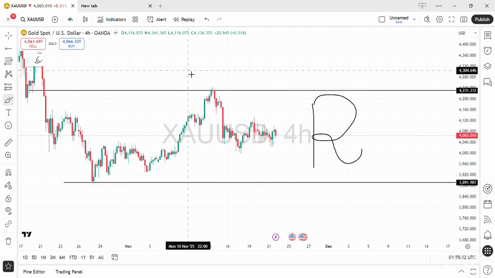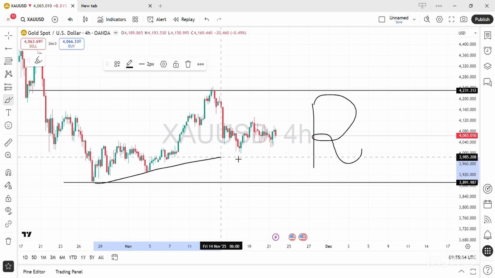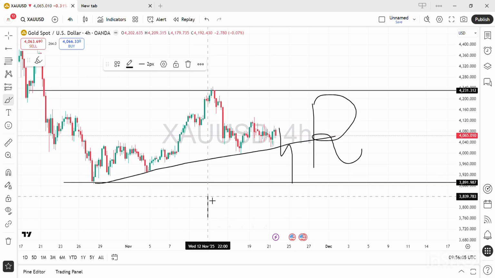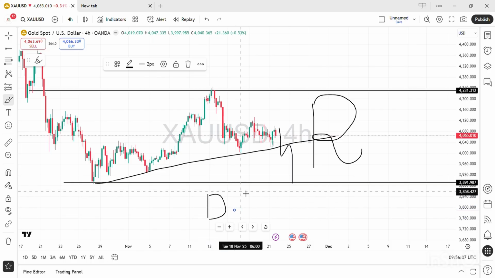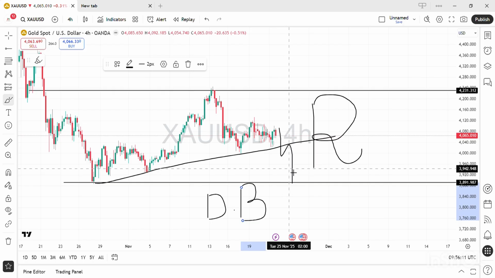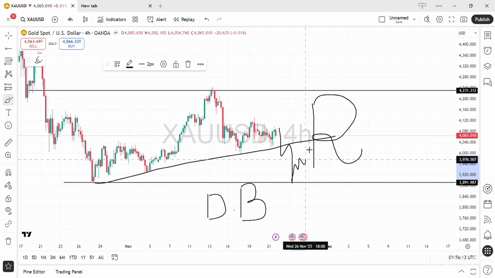Plus we also have a trend line here. So if the trend line breaks in the downside direction, the market will go to the lower bottom. Probably it will make a double bottom here, and it is a very strong bullish pattern in forex. Then it will go speedily in the upside direction. Okay, so this is scenario number 1. We have to wait for the buy.